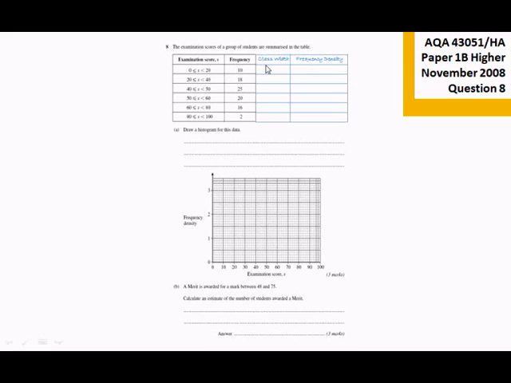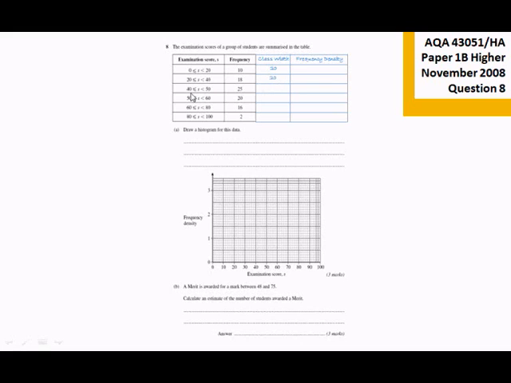Now, class width is how wide these categories are. So from 0 to 20 is a class width of 20. It's called class width because on the graph it's going to be the bottom of the bar that we draw. So it's how wide that bar is going to be. The second bar is going to be from 20 to 40. So the class width again is going to be 20.